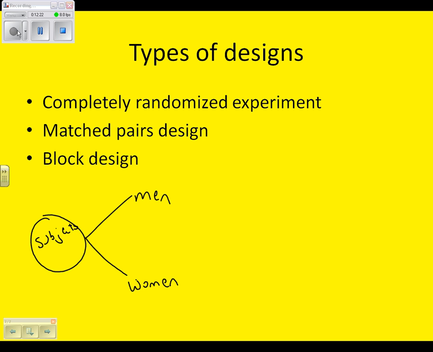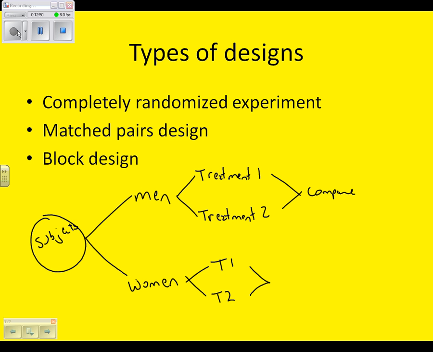Now I'll do the random allocation of treatment. Within the men, perhaps I flip a coin. If they get heads, they get the real treatment. If they get tails, they get the placebo, which I would call treatment 2. Do the same thing for the women. Randomly decide which ones get treatment 1 and treatment 2. And then I'm going to compare the men. I'll compare the women. And I can decide that aspirin helped the men. Maybe it didn't help the women quite as much. The blocking helps reduce the variability that would be injected into the experiment due to the gender of the subject.